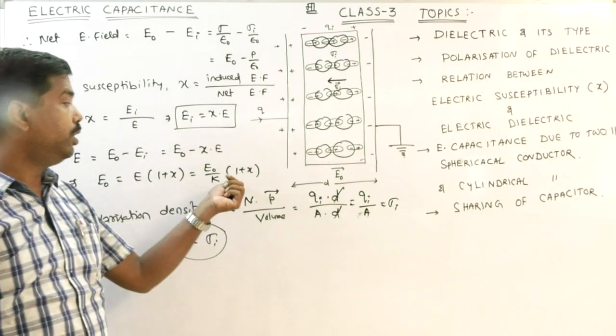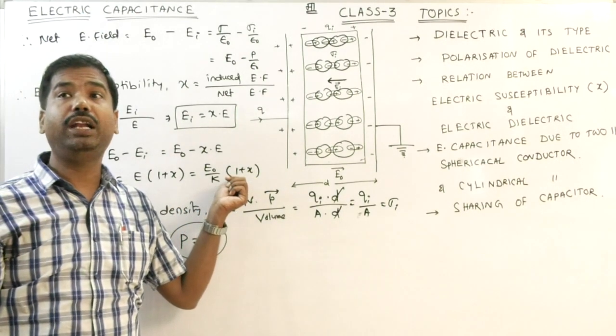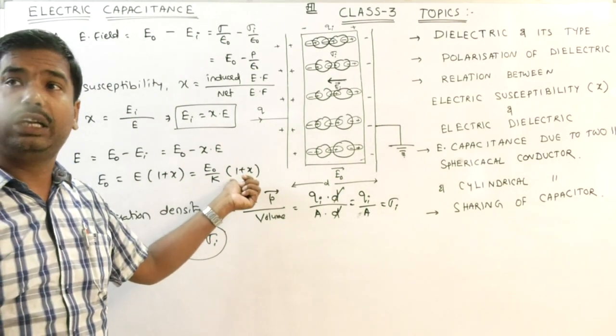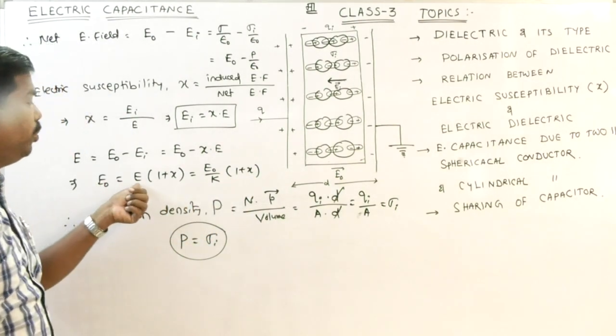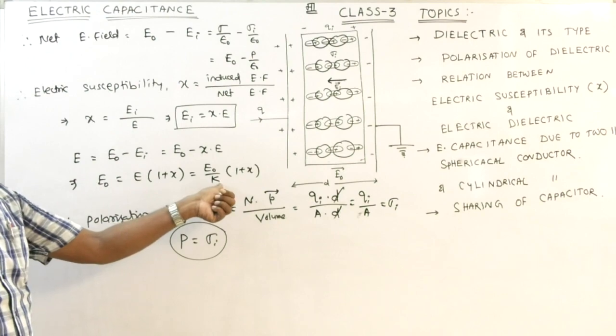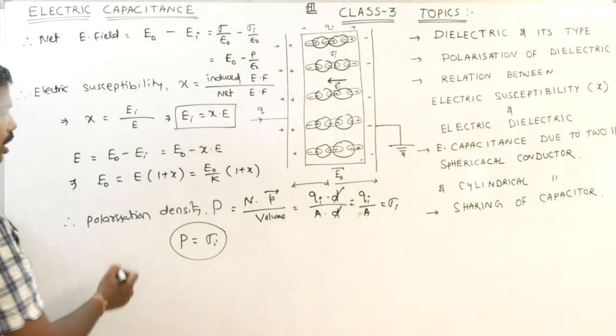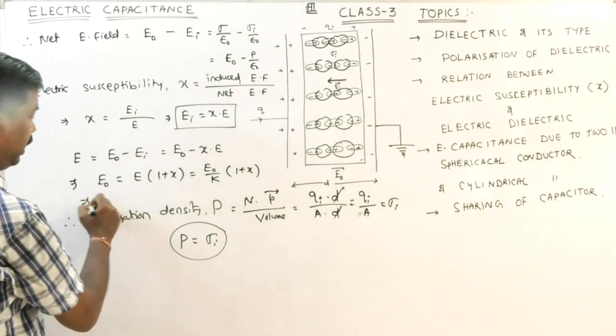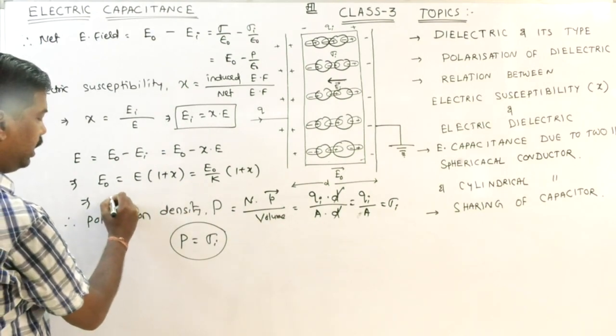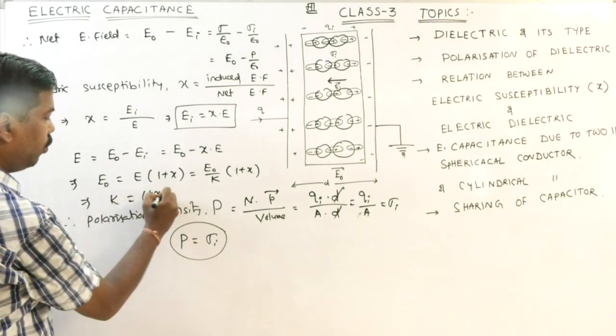But we know that electric field in air by electric field in medium is equal to the dielectric constant. So electric field in medium E is equal to electric field in air by dielectric constant K. If you compare the two, E0 will cancel, and it is found that K is equal to 1 plus chi.